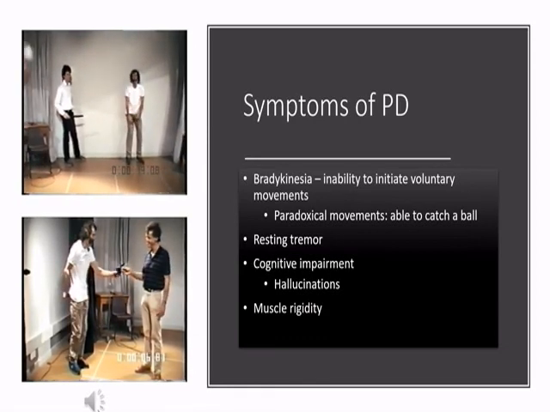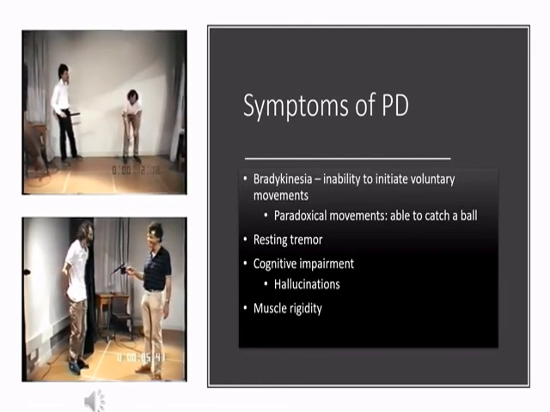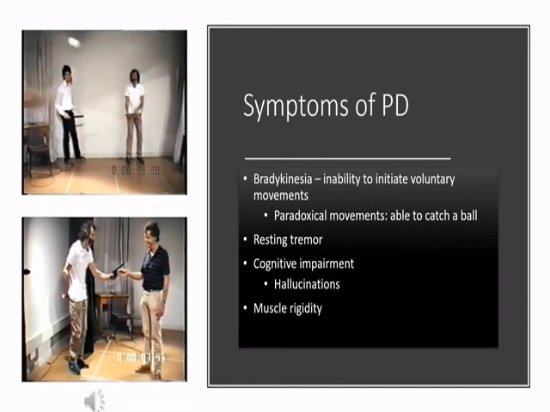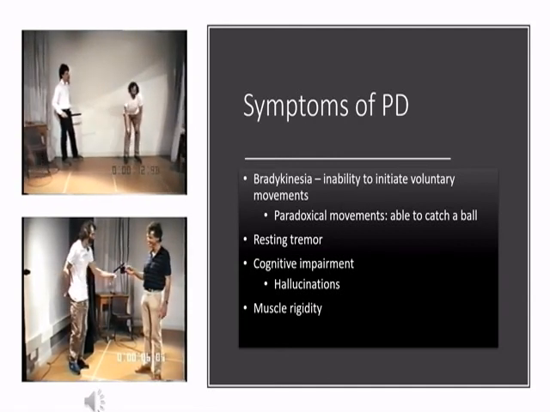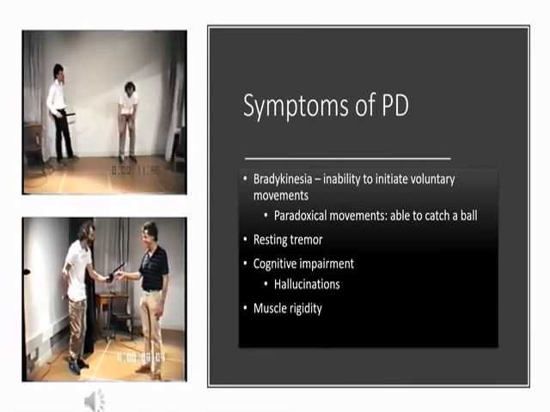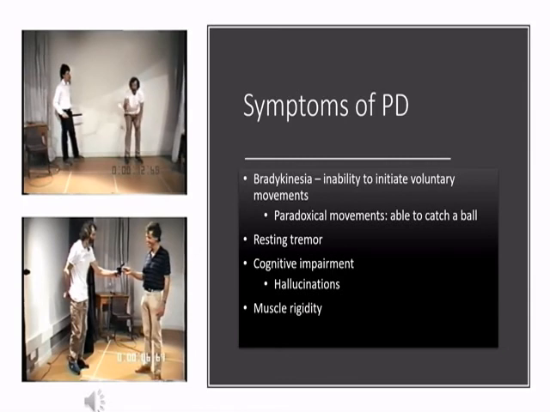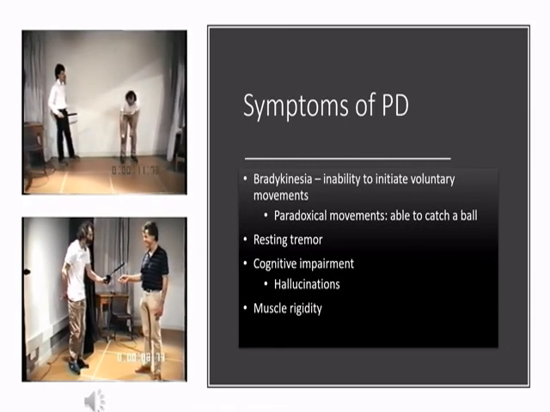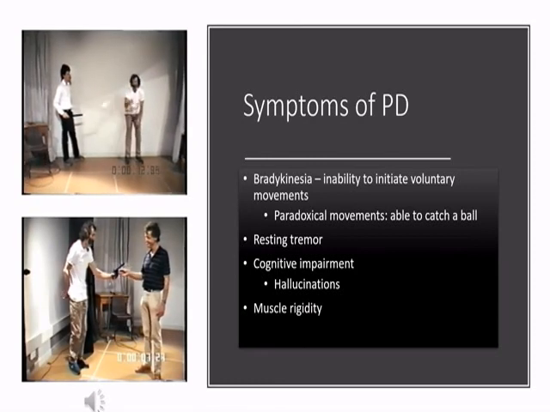These two videos illustrate some of the paradoxical features of Parkinson's disease. Notice in the top video the patient's quite able to catch a ball thrown to them, but in the bottom video is having tremendous difficulty taking a cup which is offered to him. And so these are very specific dysfunctions.